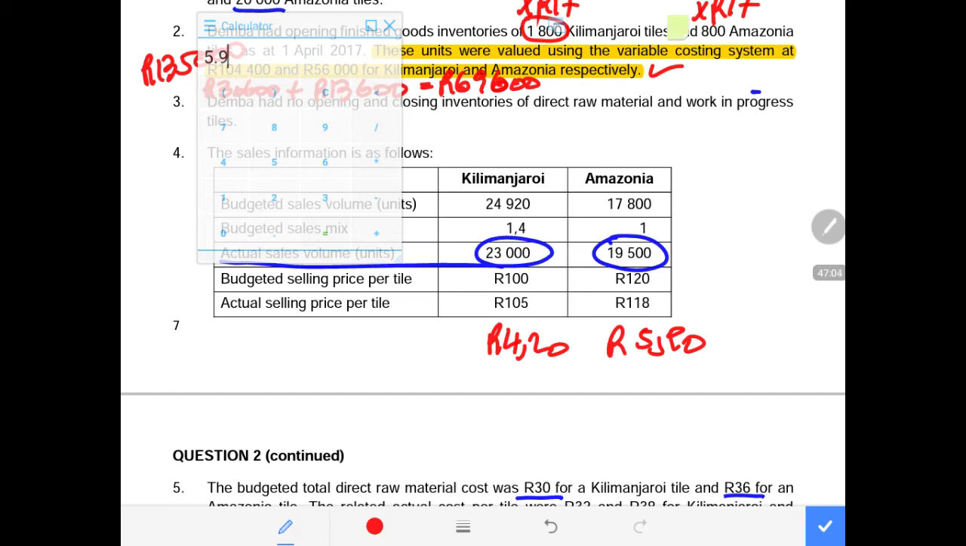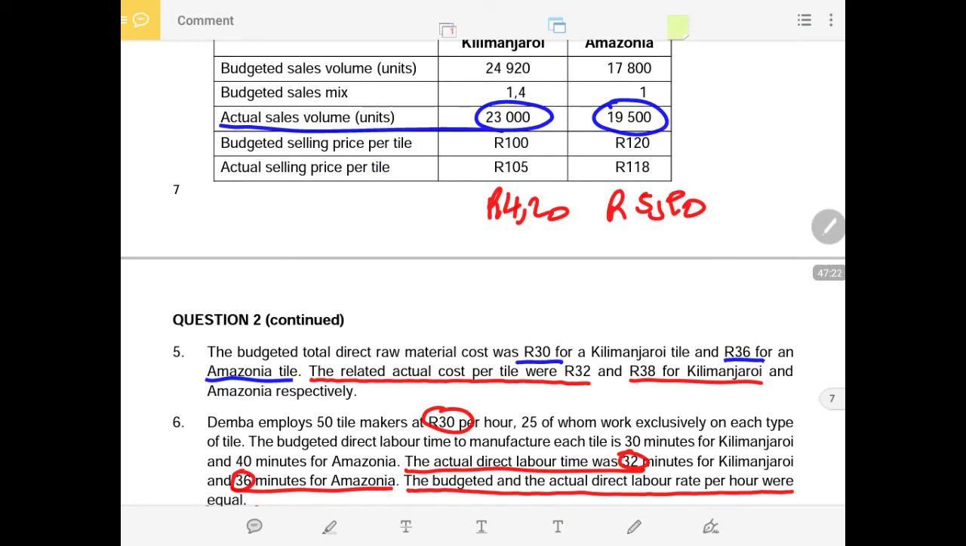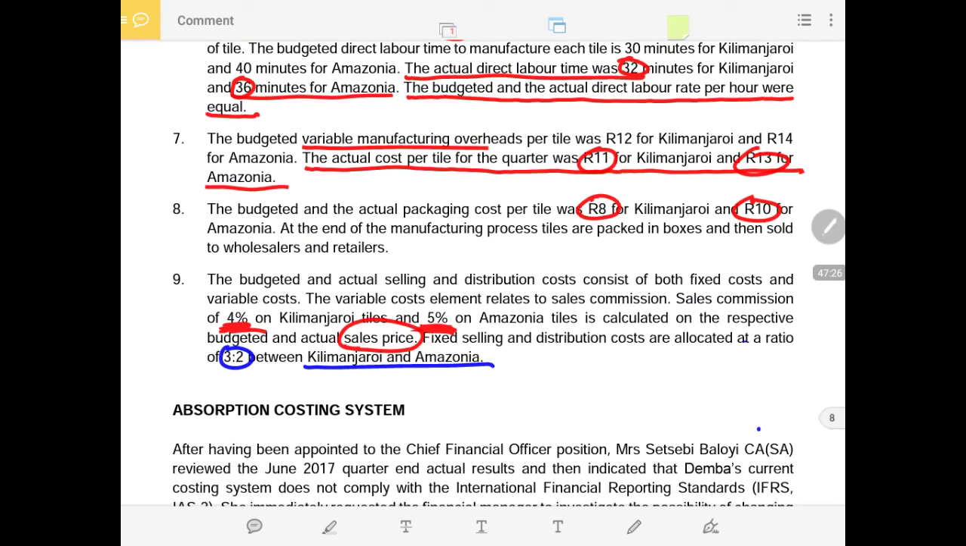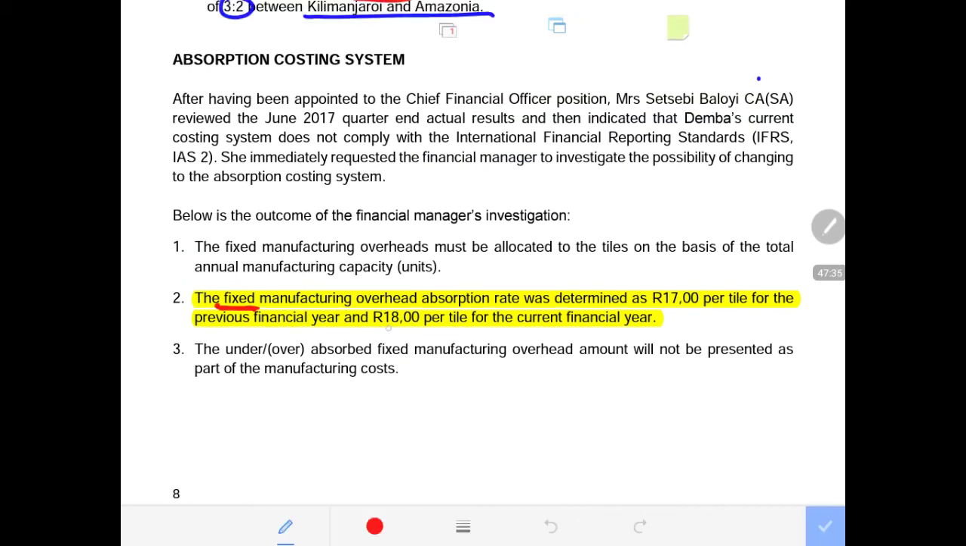Now our selling and distribution, remember, is not a production cost, it is a non-production cost. Be mindful of that too. Let me not add it to our production cost because it is not a production cost. Don't just add all the costs, because some of them have nothing to do with production, although they are costs of the entire operation. So there is no other production cost except the 18 rand of the fixed cost for the current year.